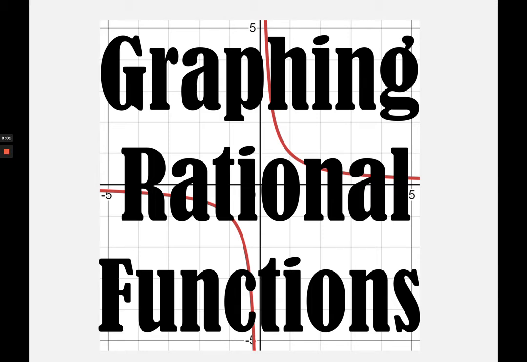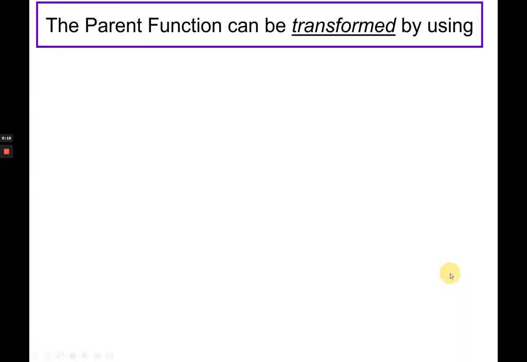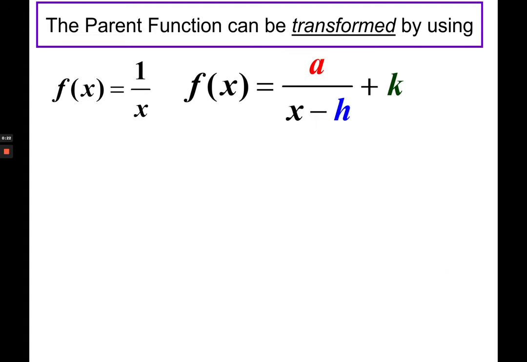Hey, in this video we're going to learn how to graph rational functions. At the end of the video you should be able to graph rational functions. Let's begin with the parent function of the rational function. This is your parent function and this is your transformation guide.